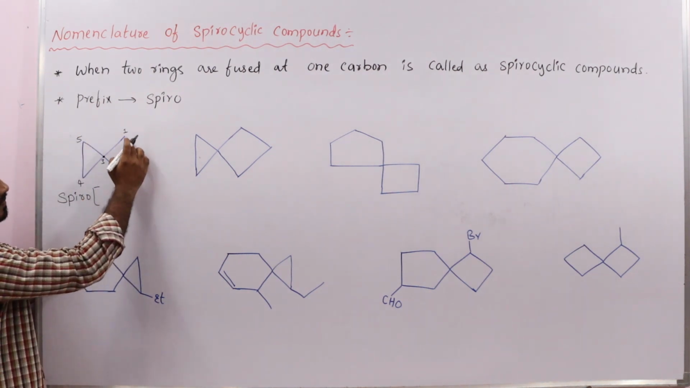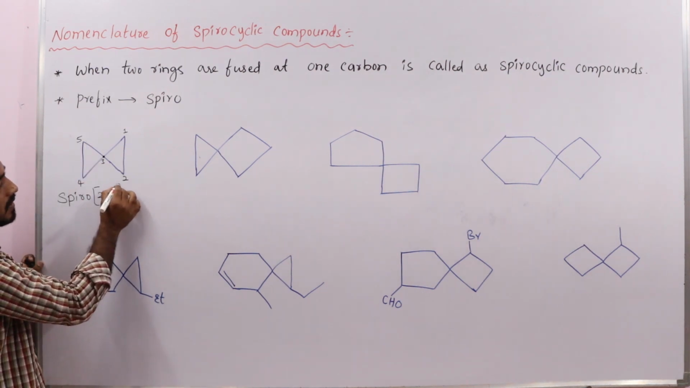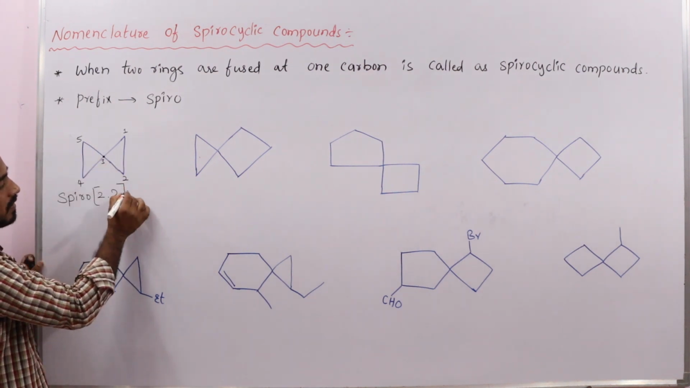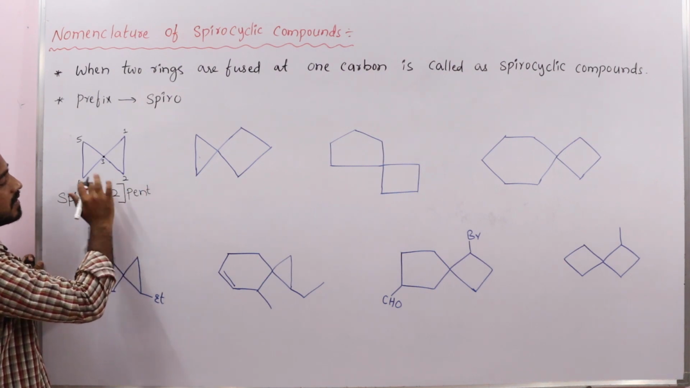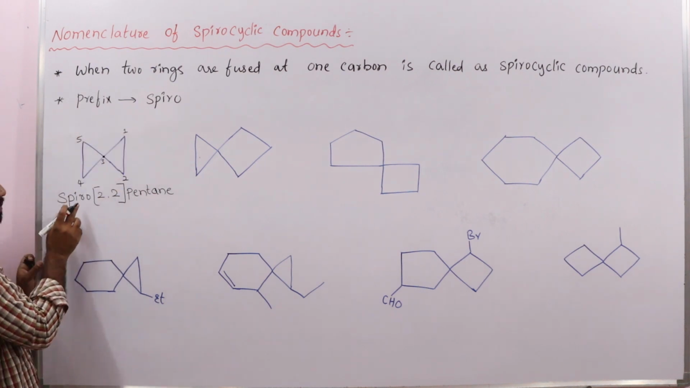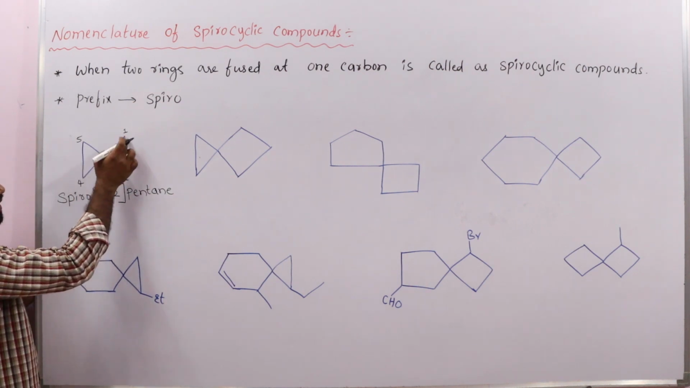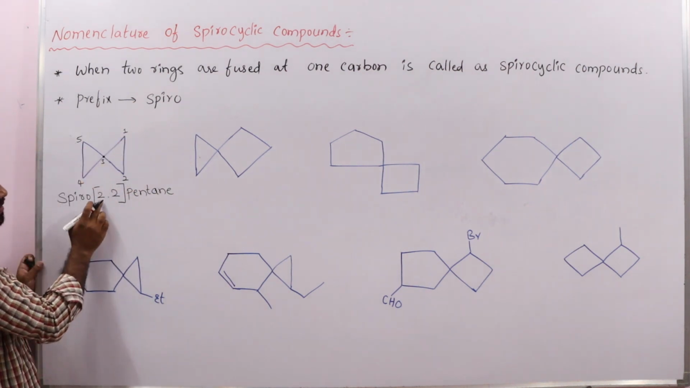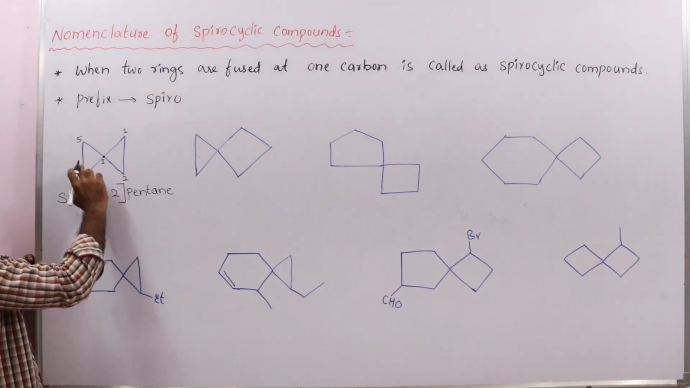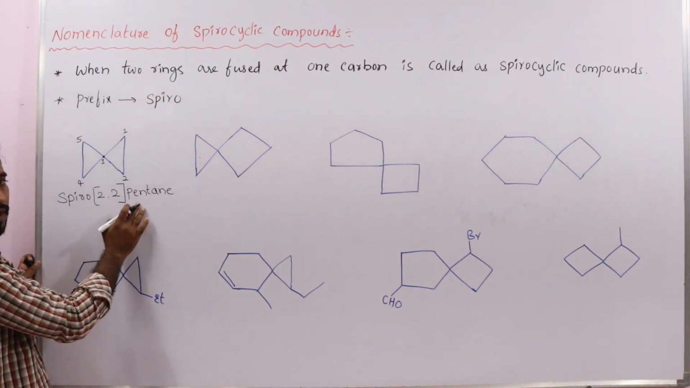Here on this side 2 carbons, here also 2 carbons, then close the bracket. The total number of carbons is 5, so the word root is pent. This is a saturated one, that's why pentane. So what is the prefix we have to use? Spiro with brackets. Except for the spiro atom, here 2 carbons, here 2 carbons, so 2,2. Total 5 carbons, that's why pent, saturated, that's why ane: spiro[2.2]pentane.